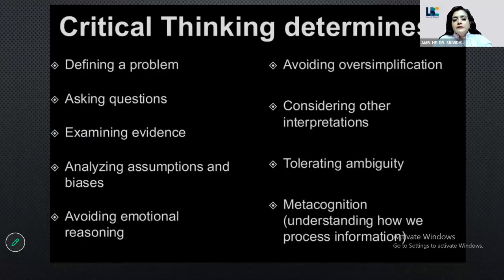So what does critical thinking determine? Critical thinking determines defining a problem, asking questions. Children should be able to ask questions when they are stuck, examining the evidence, analyzing assumptions and biases, avoiding emotional reasoning, avoiding oversimplification, considering others' views and interpretations, tolerating ambiguity, and metacognition, understanding how we process the information. So, if you are a critical thinker, you will have all these skills with you.